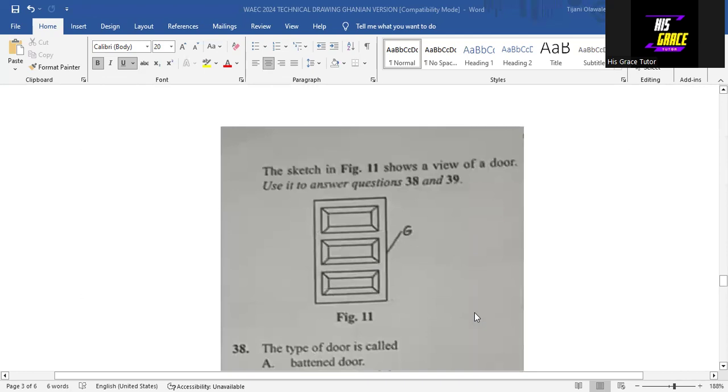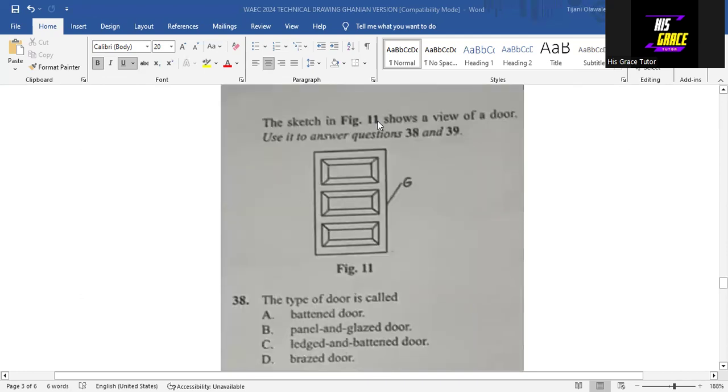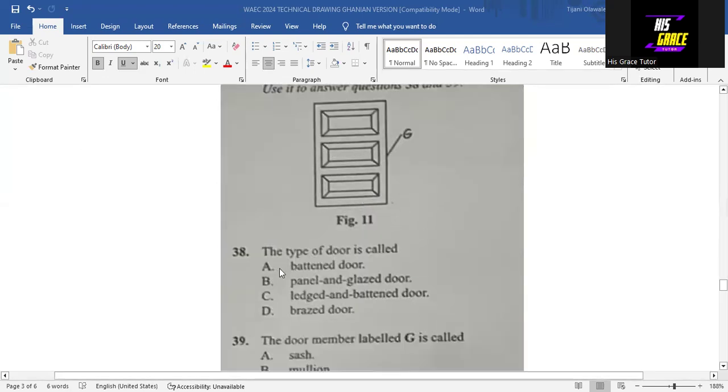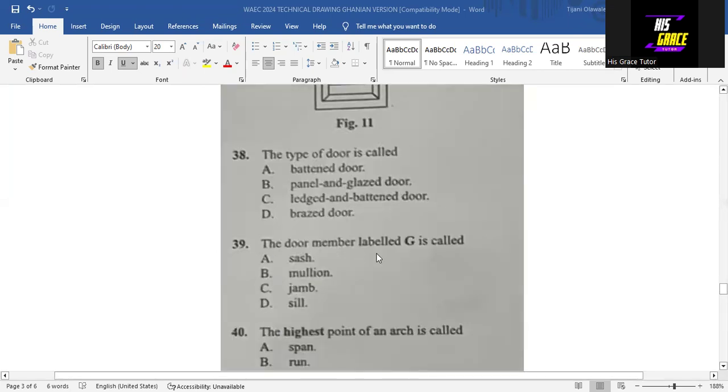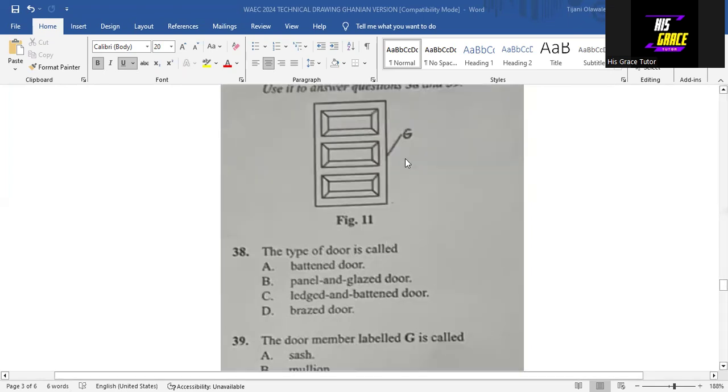Then the remaining questions. We have that the sketch in figure 11 shows a view of a door. Use it to answer questions 38 and 39. Question 38, the type of door is called, this is a panel and glazed door. So option B is the answer to question 38. Question 39, the door member labeled G is jamb. I expect another option here, which is not part of it. I'll just take jamb as the answer to this question.